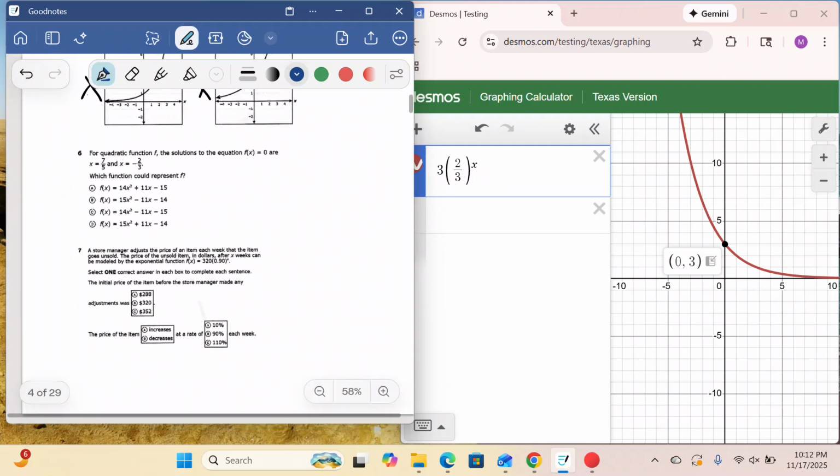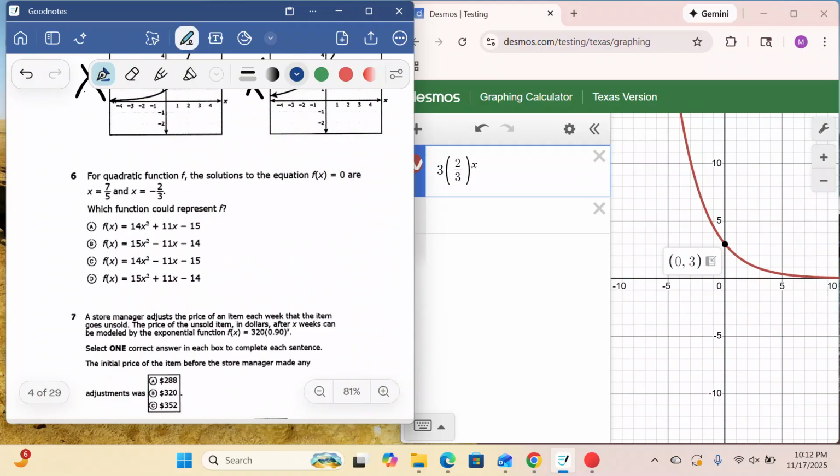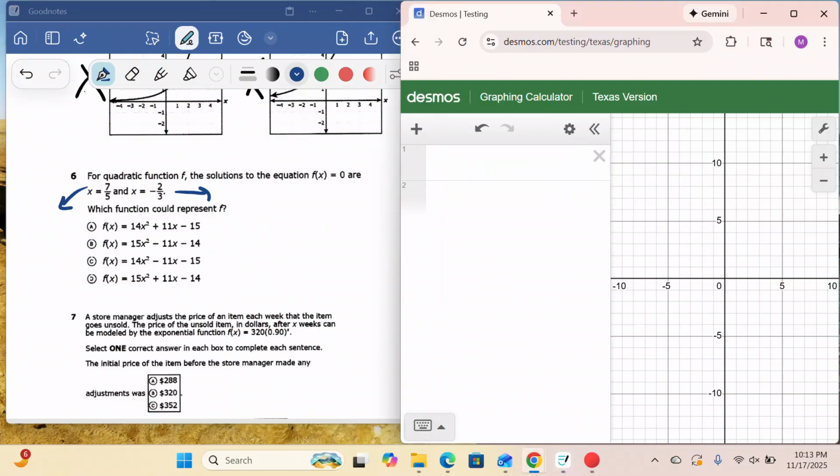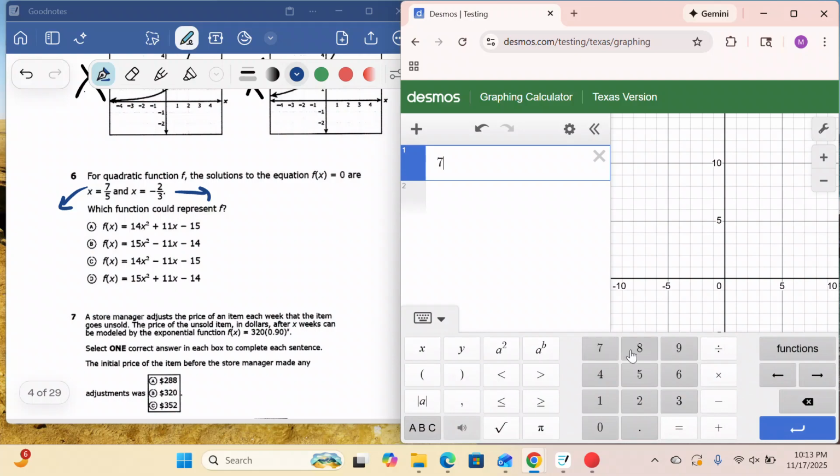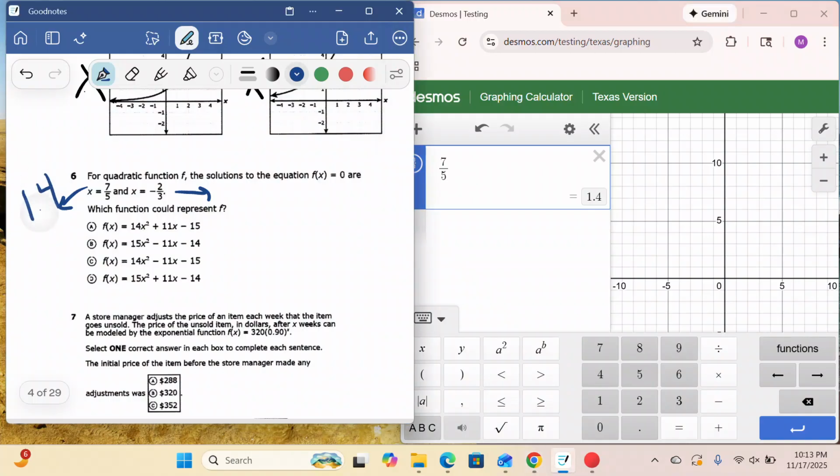If we look at number 6, we're going to talk about this quadratic function. f of x means we're looking at the zeros. So we have two zeros here: x being 7/5, and x being -2/3. What I'm going to do is input them into Desmos to find my zeros in decimal form. Remember that Desmos likes decimals. So 7/5 is 1.4, and this is one of my zeros.